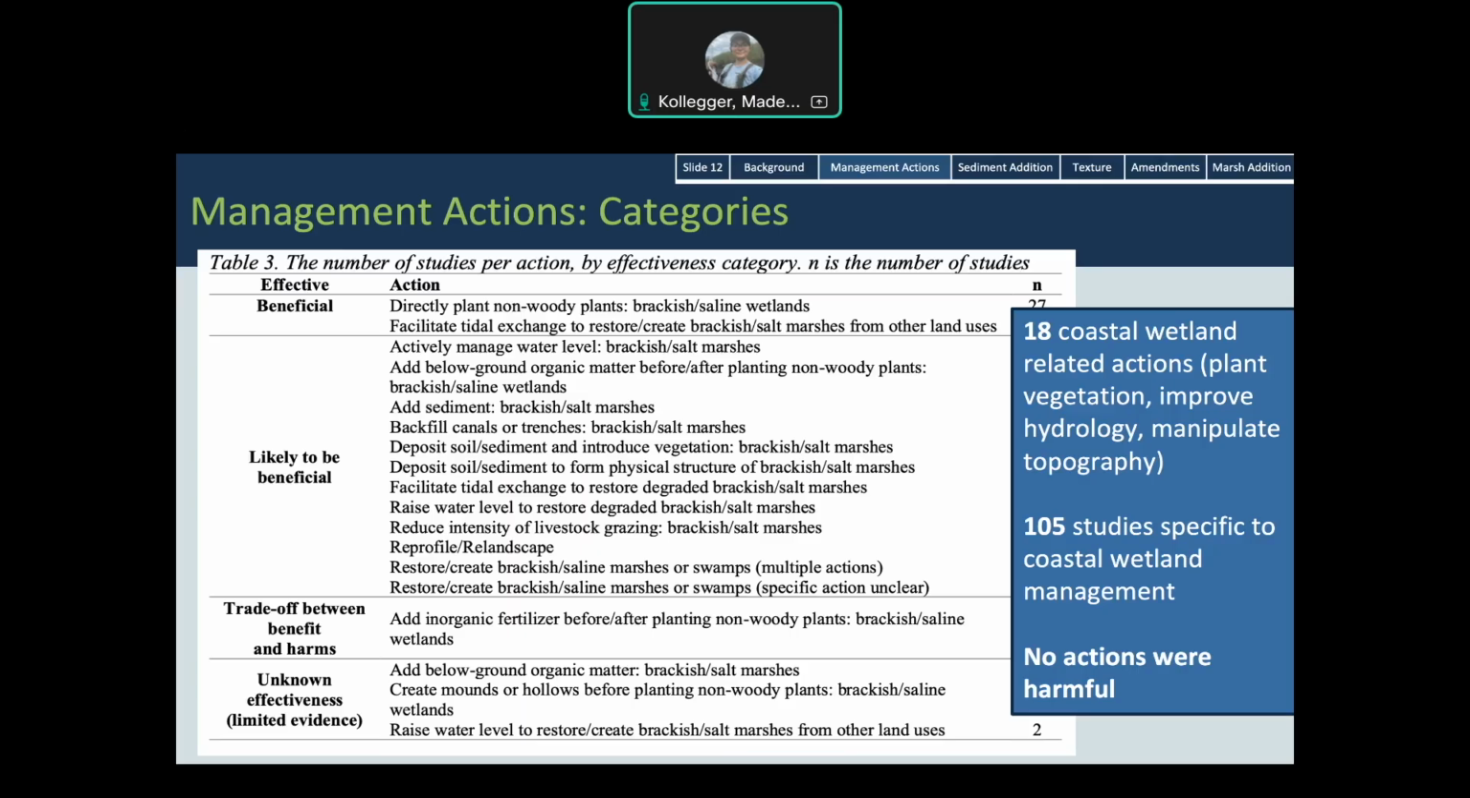Then we also have a trade-off. So one of these techniques has a benefit to parts of the marsh and a detriment to others. And then 3 of our techniques have unknown effectiveness. So we don't know what they're going to do because only 1 or 2 people have studied them. And so those are areas where we need additional research. Overall, there are no actions that were found to be flat out harmful, which means anything you do to the marsh is either going to be neutral or positive.